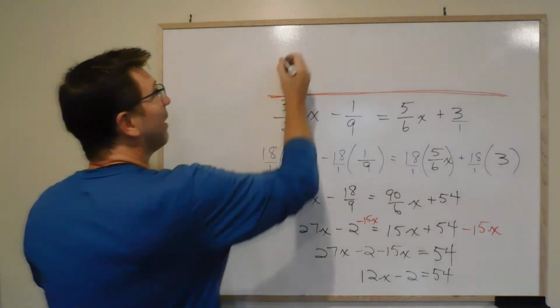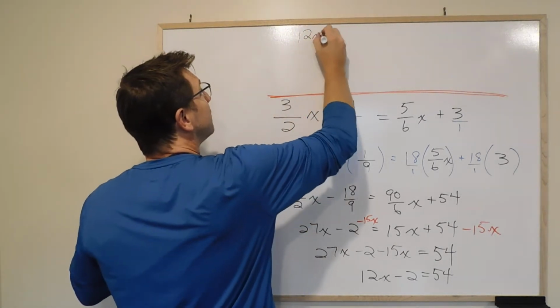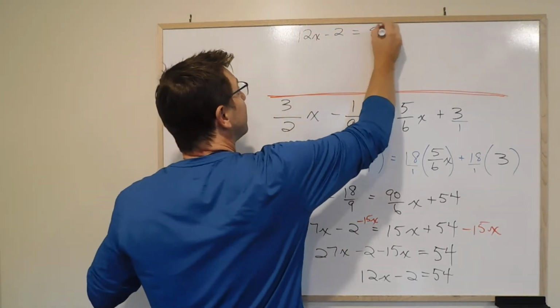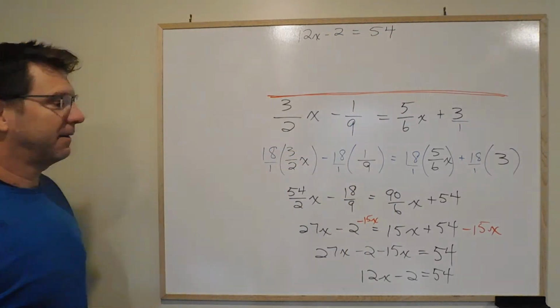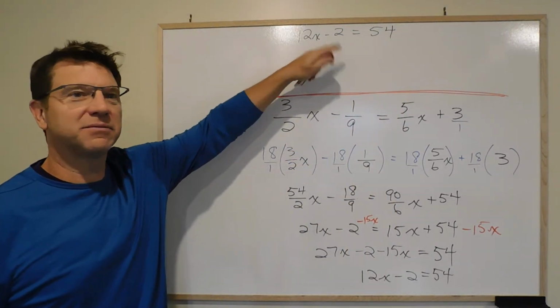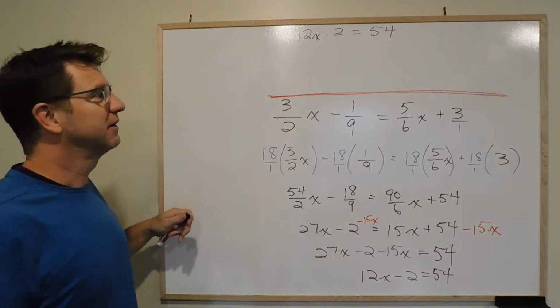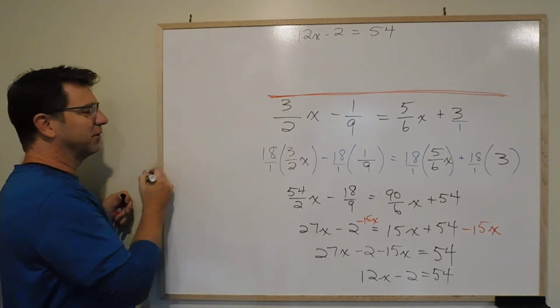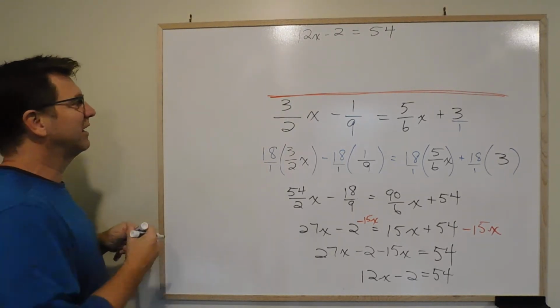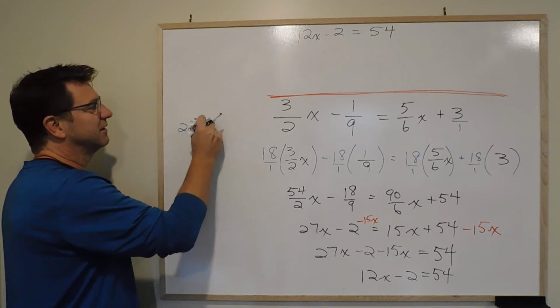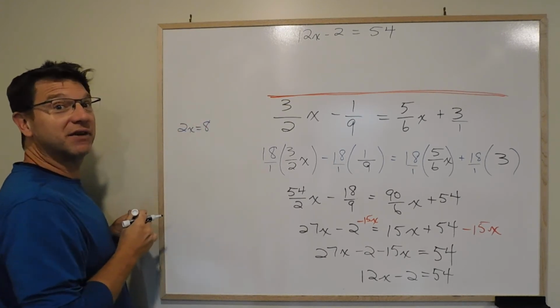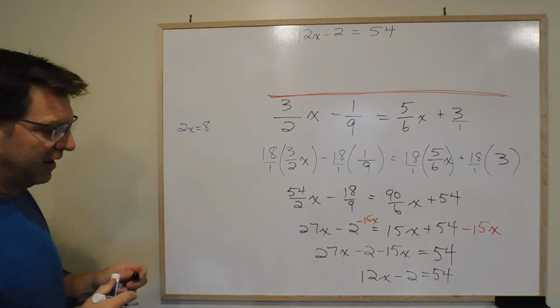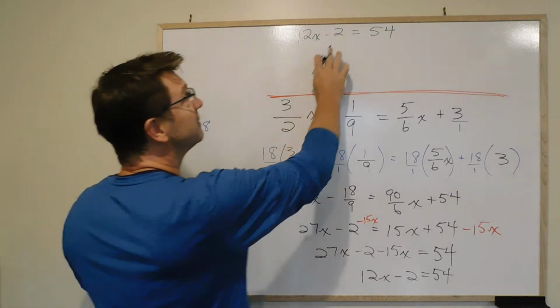So we have this 12x minus 2 equals 54. Now, we don't want the minus 2 over there because we only want x terms over here. We're really trying to get it really simple, okay? Because eventually we'd like it to look like this so that we can just do a little bit of division. That's our goal.